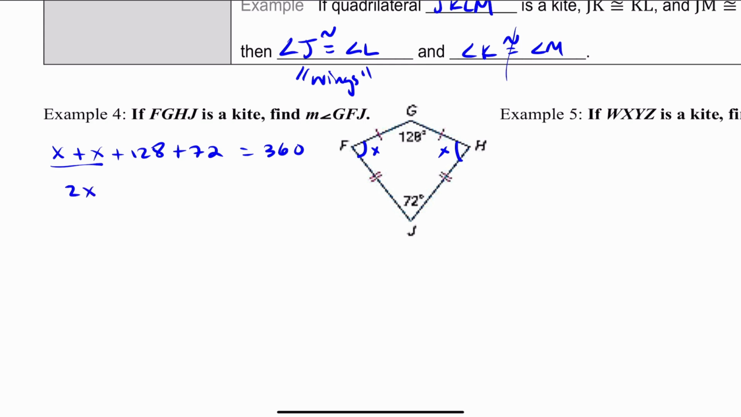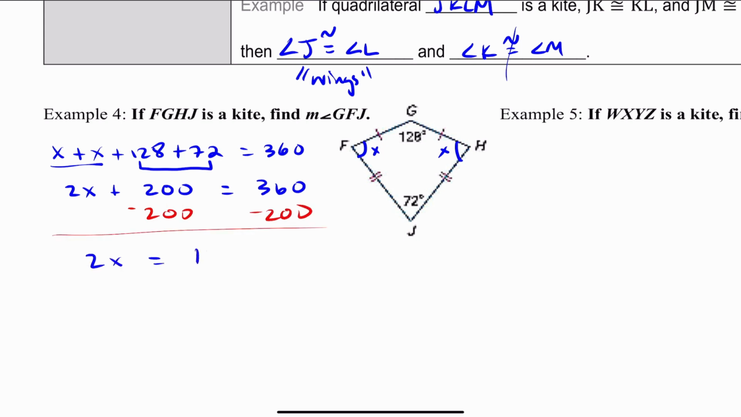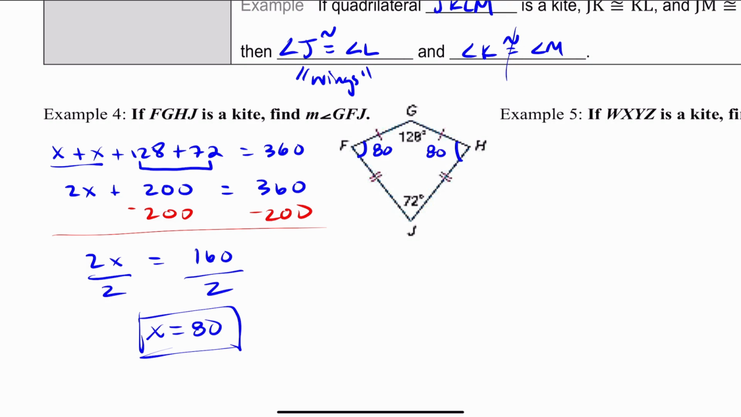These will combine to 2x, and then these 2 things are going to give me 200, which is equal to 360. So if I subtract 200 from both sides, that's going to give me 2x equals 160, so x is equal to 80. So these are 80 each.